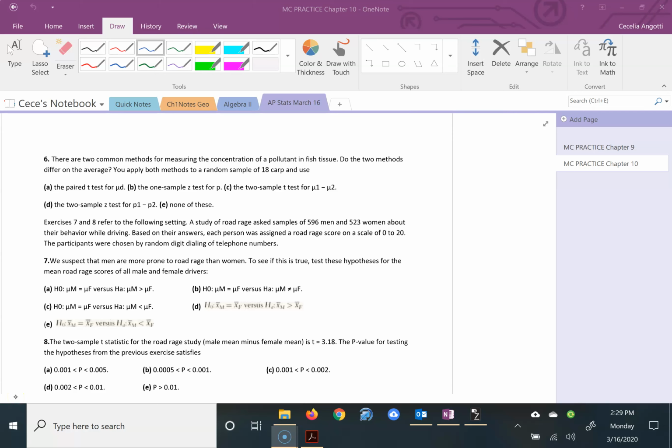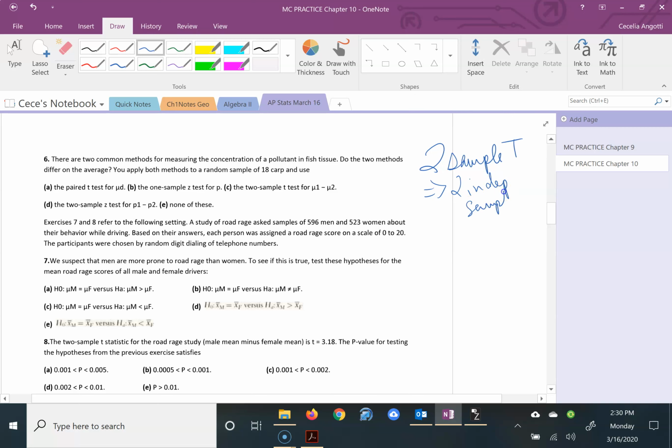So here's the issue with matched pairs versus two sample t-test. Two sample t-test is just that. You want to have two independent samples. Two sample t would equal two independent samples.